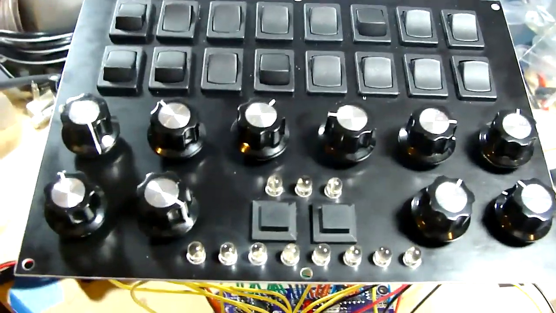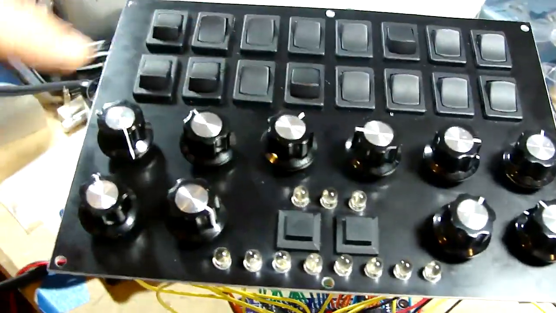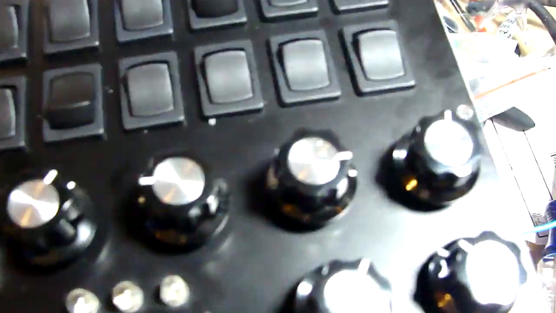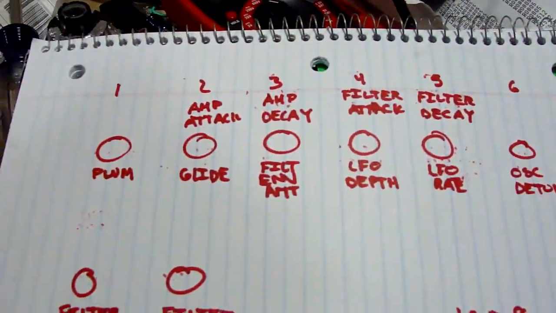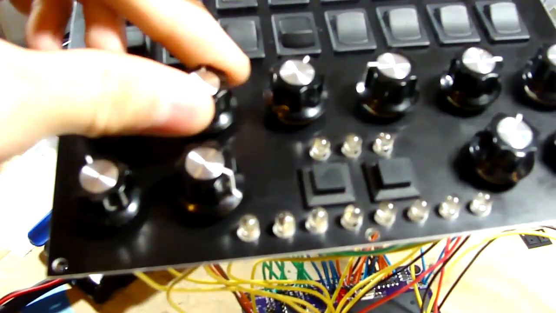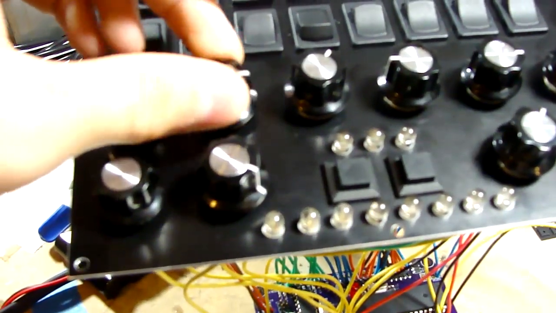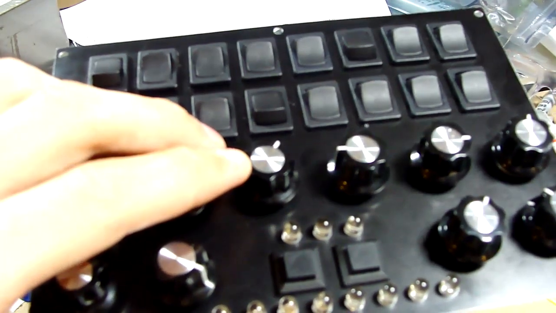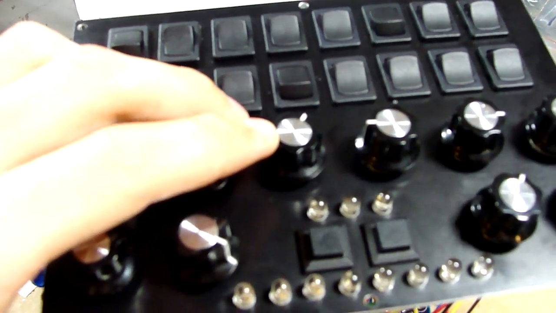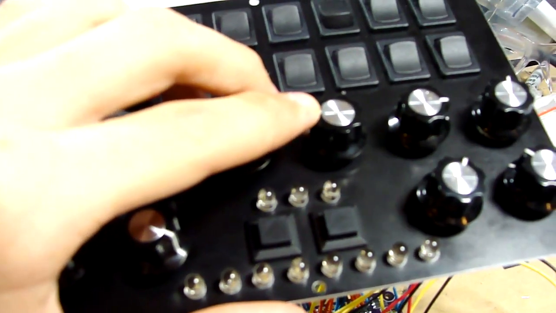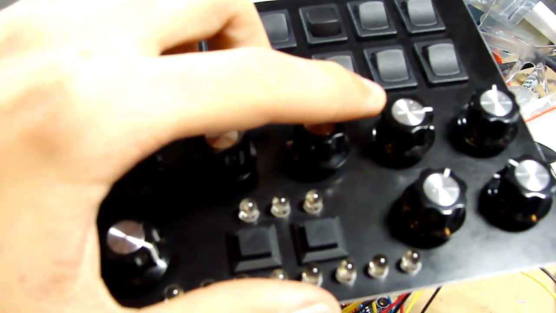We have eight knobs right up here for the synthesizer section. I have a chart here that shows everything on it. So the first one changes the PWM duty cycle. This is your glide slash portamento and your amplifier attack. This is your filter envelope amount and your amplifier decay. This is your LFO depth, and this is your LFO rate.